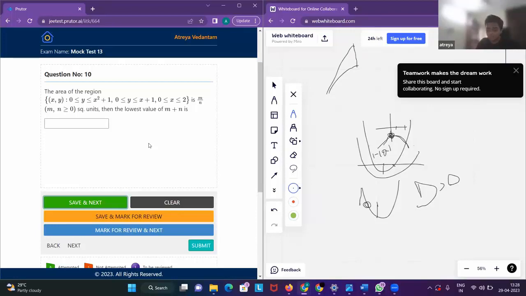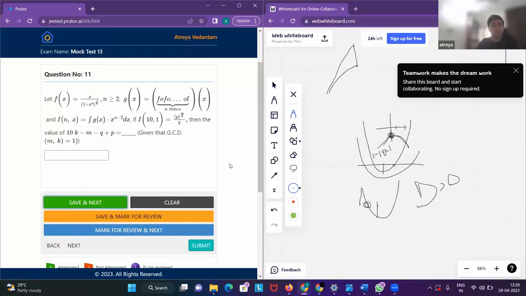the tighter constraint is the line. So 0 to 1, x squared plus 1 dx, plus 1 to 2, x plus 1 dx. This is not a very hard integral. Essentially it's 1 by 3 plus 1, plus 3 by 2 plus 1. If you integrate, you'll get that, which is essentially 2 plus 3 by 2 is 7 by 2. 7 by 2 plus 1 by 3 is 23 by 6. So m by n is 23 by 6. So the lowest value is 29.